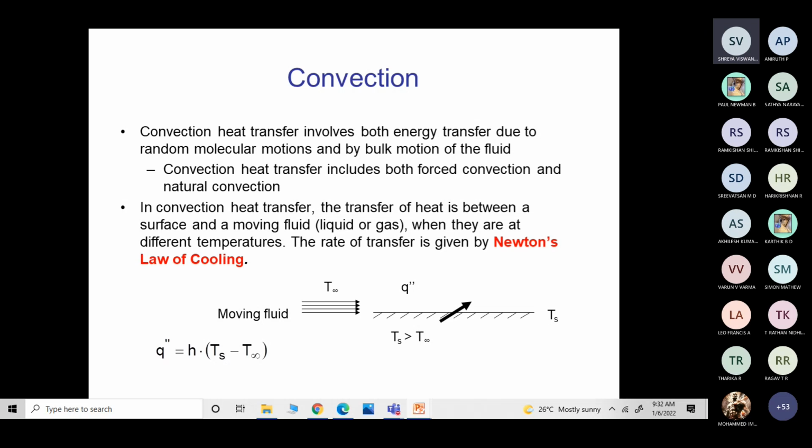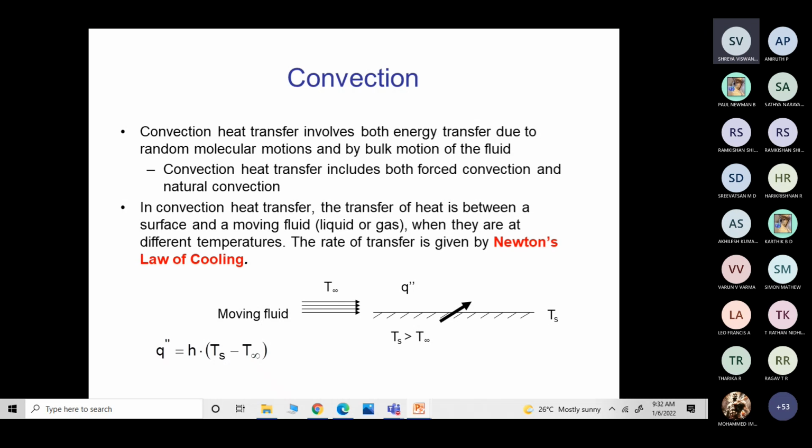Advection usually refers to the bulk motion of the fluid. So the energy is transferred due to random molecular motions and by bulk motion of the fluid. It involves a combination of conduction and advection, that's why the name convection. For example, in internal combustion engines, the fins get heat energy from the engine cylinder, and then the fin tip transfers the heat to the surrounding fluid.